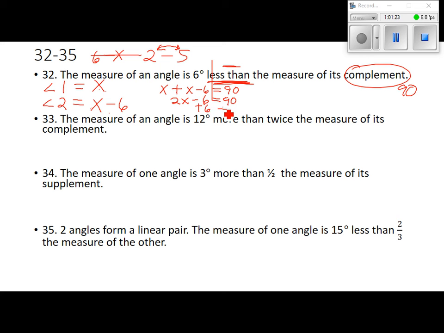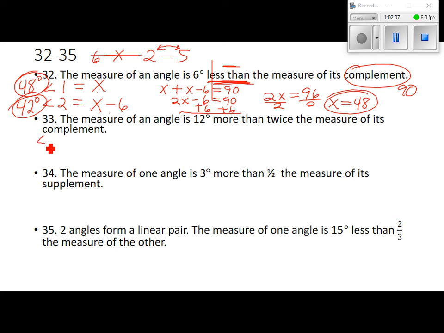Add 6 to both sides. You end up with 2x equals 96. Divide by 2, grab your calculator out. You end up with x equals 48. That's not our answer. On 32 through 35, they said write and solve the equation and find the measure of each angle given a description. They wanted us to find the angles too. So we take that and plug back in. This angle is going to be 48 degrees because it was just x. This angle is going to be 48 minus 6, which is 42 degrees.